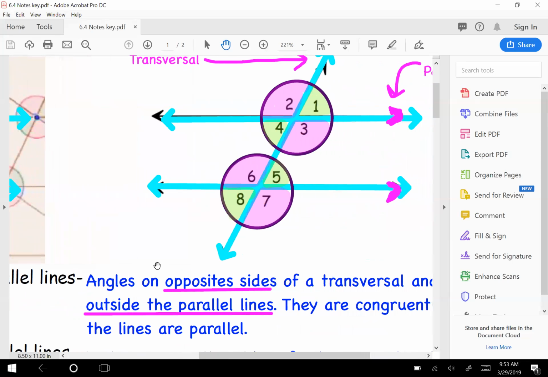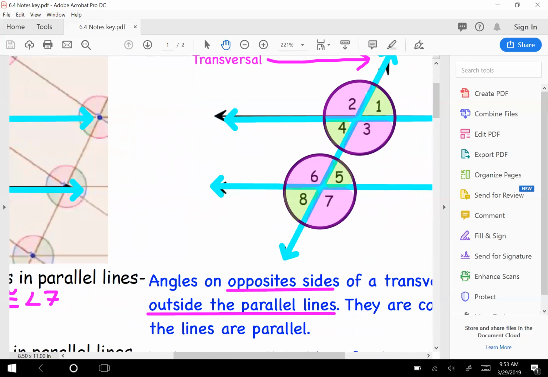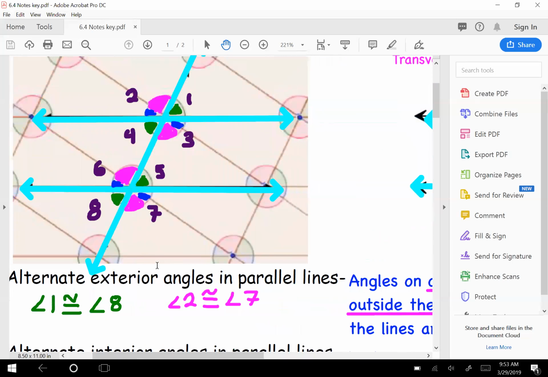What other angles also have that same relationship? Alternate exterior. Those are interior, inside, but we're wanting outside. Yep. 8 is outside, and 1 is exterior. They're both exterior angles, and they're on opposite sides of the transversal. So 8 and 1 are also. So write those down. Angle 1 is congruent to angle 8, and angle 2 is congruent to angle 7, because they are alternate exterior angles.